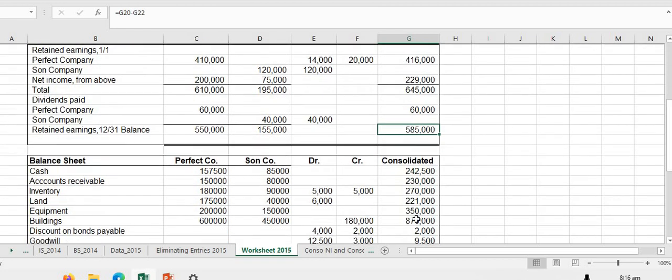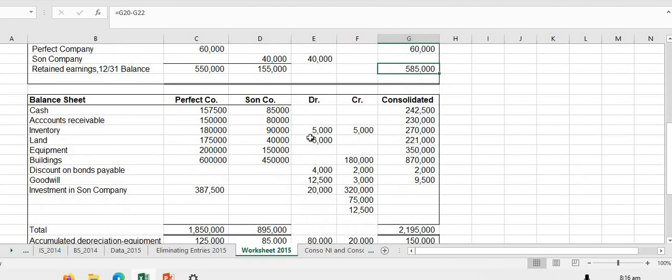Okay, then for the consolidated balance sheet, it's actually the same. You just add the balances for the cash. For accounts receivable. For inventory, here it is.